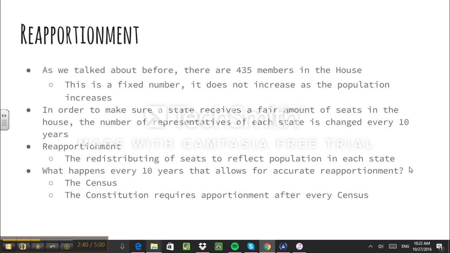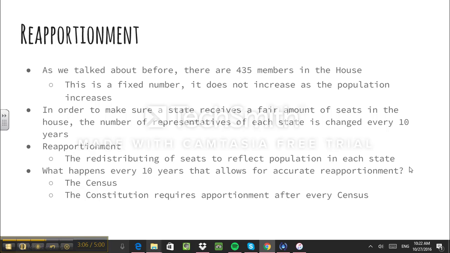Well, this is where the census comes in. The census is something that happens every 10 years. The Constitution requires it. And the census is going around and checking population in each state. So when the census comes out every 10 years, the legislative branch has to look at the seats in the House and how they're distributed.